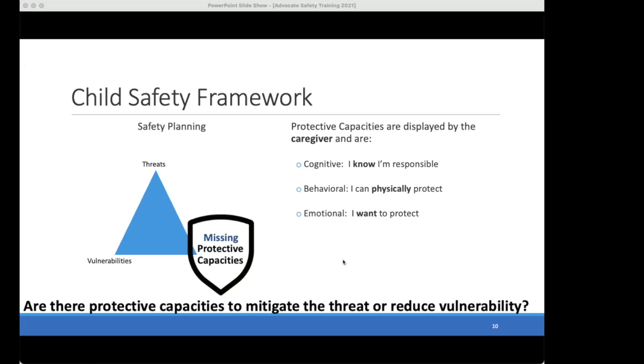The first one being cognitive, meaning do they know that they're responsible? Behavioral, can they physically do the act of being able to protect the child? And then emotional. Do they want to? Do they know they should and that it's their responsibility? Can they physically do it? And do they want to?